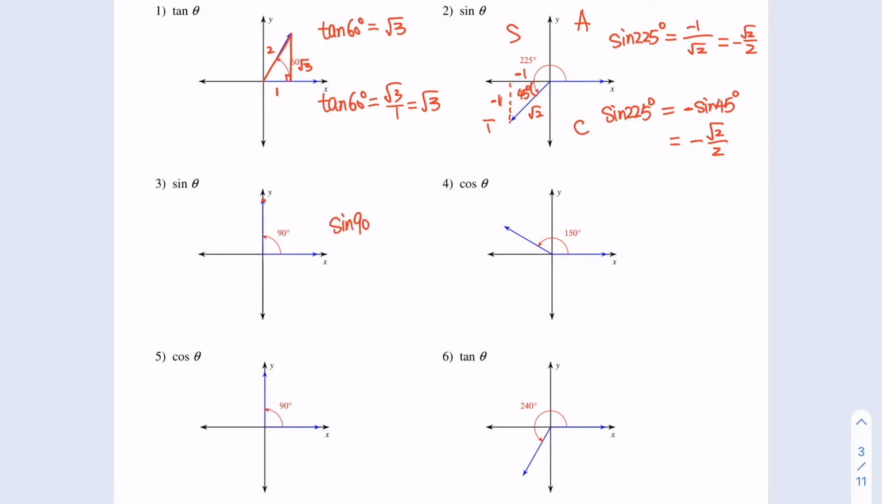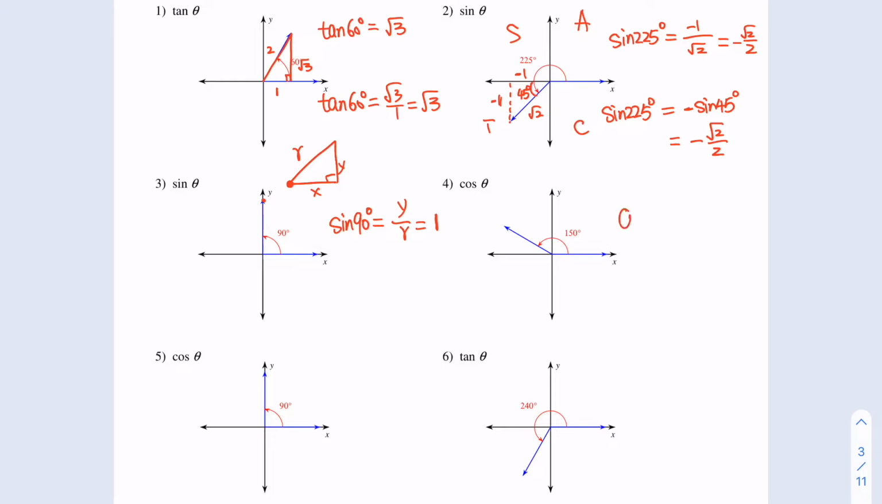Sine 90 degrees, we can use the definition. This is x, y, r. Sine is opposite over hypotenuse, which is y over r. Here y and r are the same, so sine 90 is 1. Or we can use the table directly.